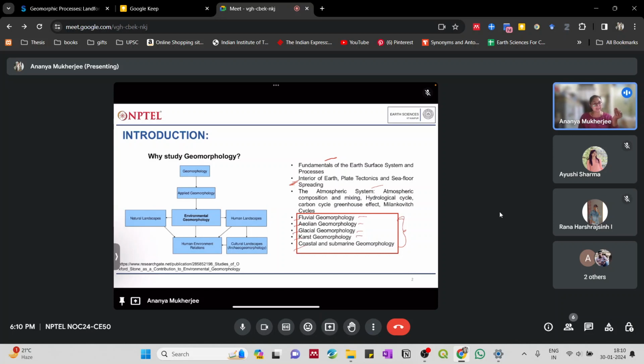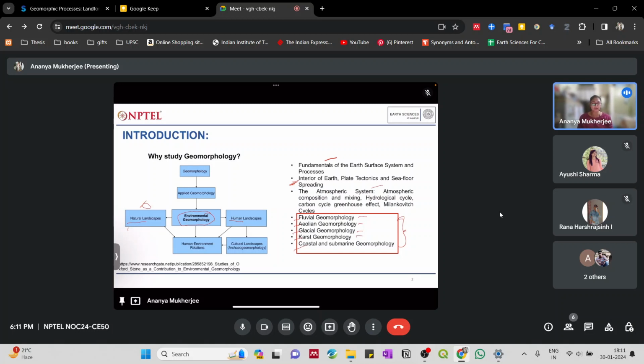So the next thing that we need to understand: why do we study geomorphology as a subject? Applied geomorphology comes into play in understanding natural landscapes, together with environmental geomorphology. Environmental geomorphology can be affected by both natural and human influences. Together with these two, we understand the effects on the environment due to these processes.